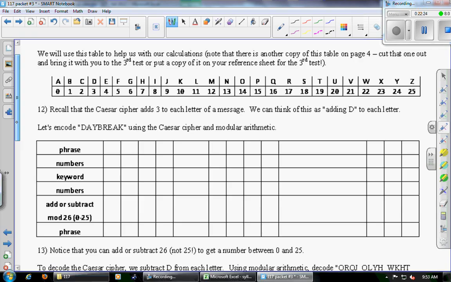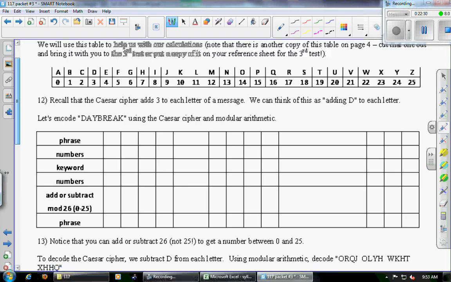Good. On the next page, there's the table. You'll find a couple of copies of this table earlier in the packet. There's one on page 5. I think there's another one on page 4, which was part of the homework that might be in the folders right now. So have that handy as you're doing the homework tonight. Okay, and you're also going to bring a copy of this with you to the third test. So you'll have that in front of you on the test.